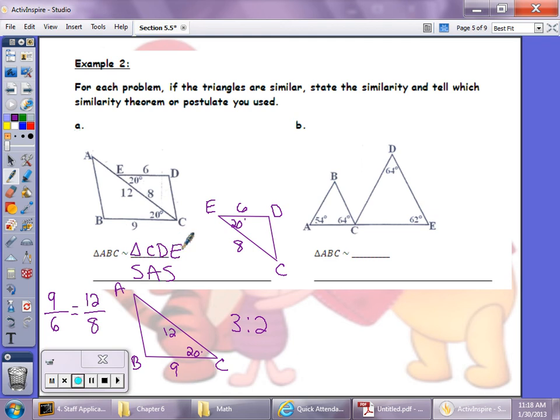For the second example, example B, there's really no need to redraw the triangles, but what we do need to do is complete the triangle. So we know that 54 and 64 is going to leave angle B here at 62 degrees, and that angle 62 and 64 is going to leave this angle here at 54 degrees. So we can see that there are at least two angles in ABC that are congruent to at least two angles in CDE. So we can now say, based on angle-angle, that triangle ABC is going to be similar to triangle CED.